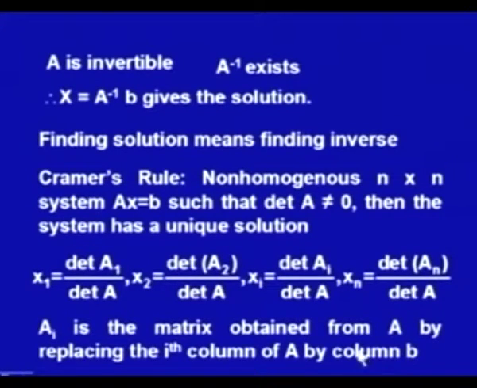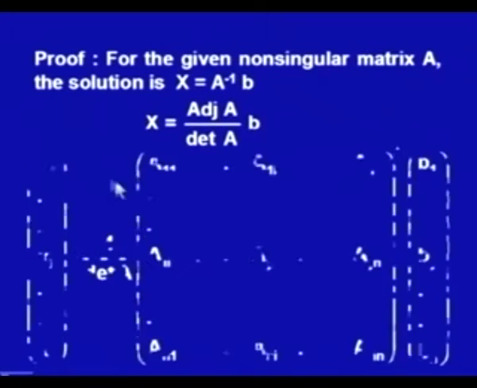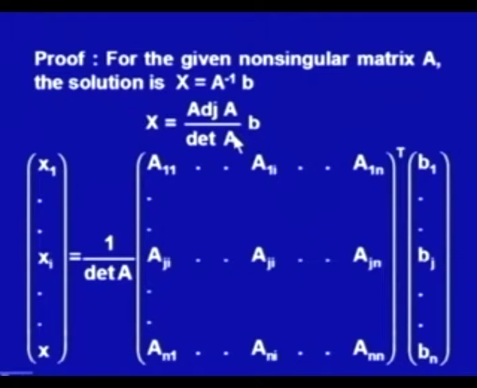So, let me first prove this result. For the given non-singular matrix A, the solution is x equal to A inverse b, this we have just now established, and accordingly the solution vector x is adjoint of A divided by determinant A, times b. This is the definition I have taken for the inverse, A inverse. So, x is equal to adjoint A divided by determinant A into b. Now, we can write down this equation in an expanded form.